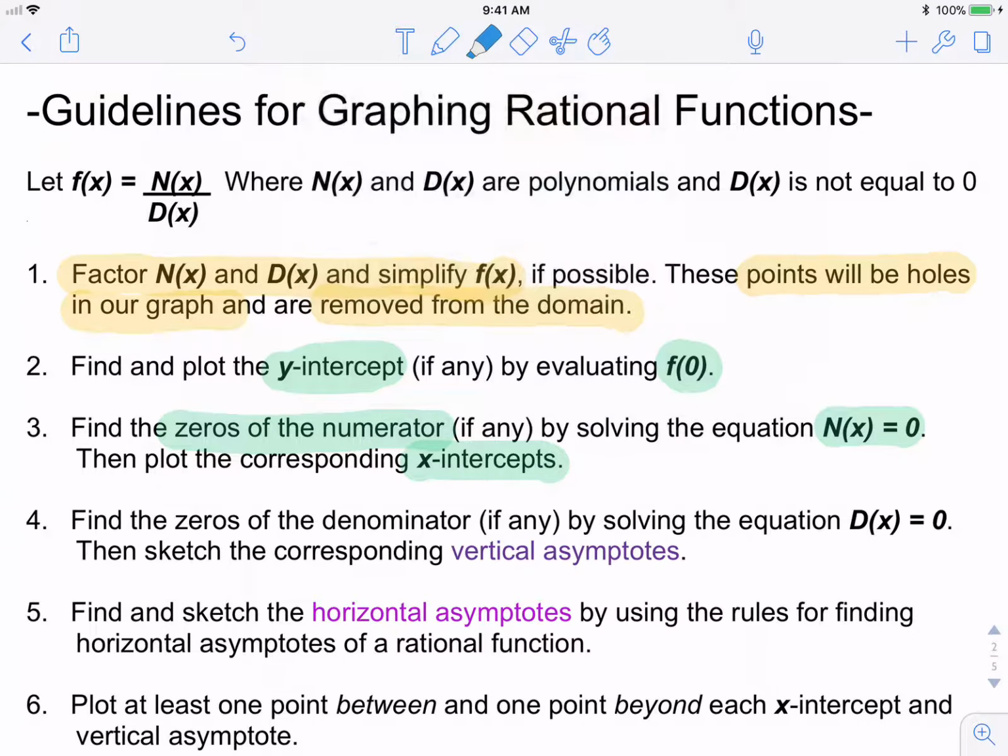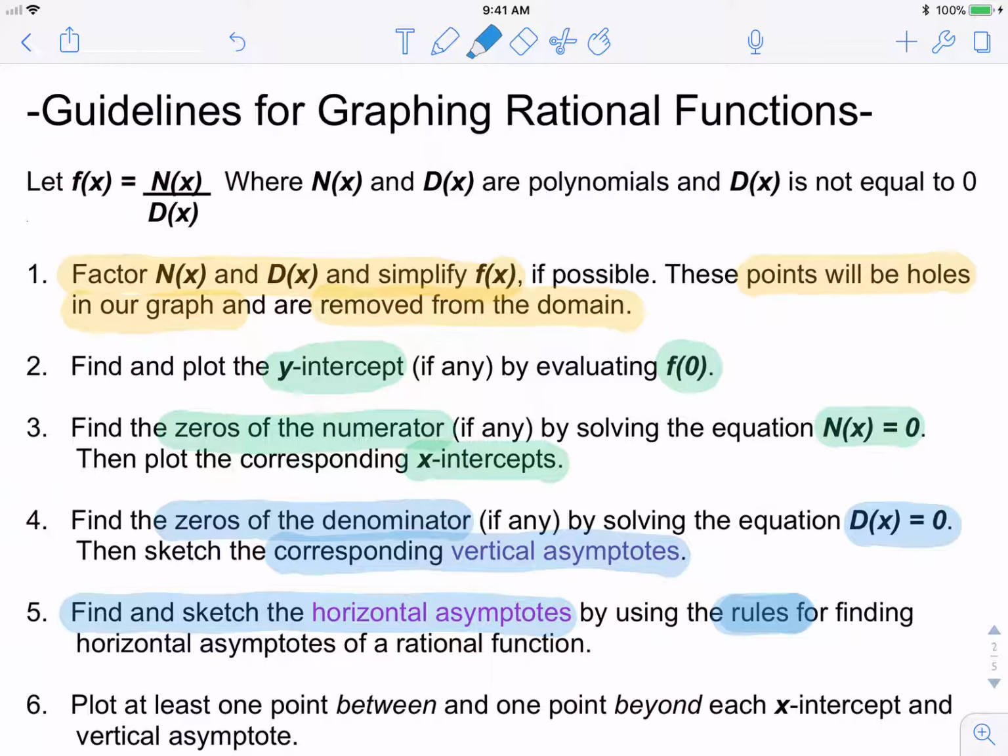The next step is the real doozy. Step 4 is find the zeros of the denominator by setting the denominator d of x equal to 0, and then sketch the corresponding vertical asymptotes. So we just throw these brick walls in so that we can see what we're trying to avoid and what points we'll have to check. So these give us our vertical asymptotes. Once we've done that, then we should find and sketch the horizontal asymptotes by using those rules that we have for horizontal asymptotes, and we can use them since we simplified our function.